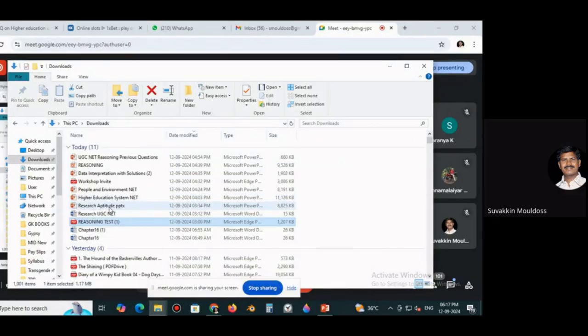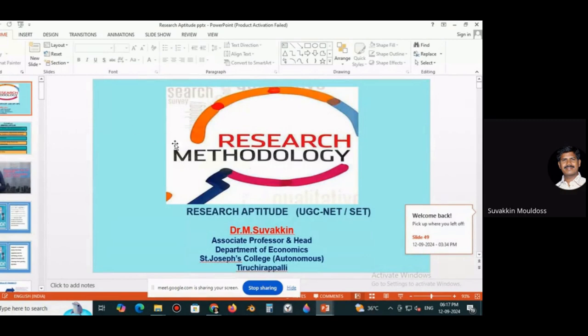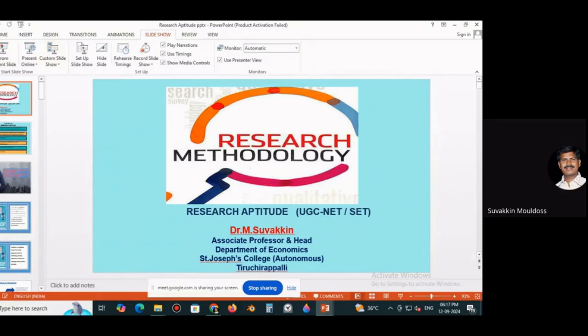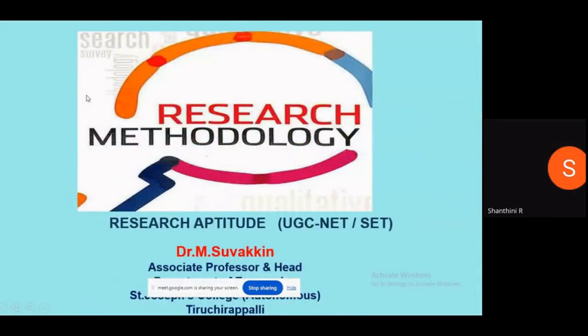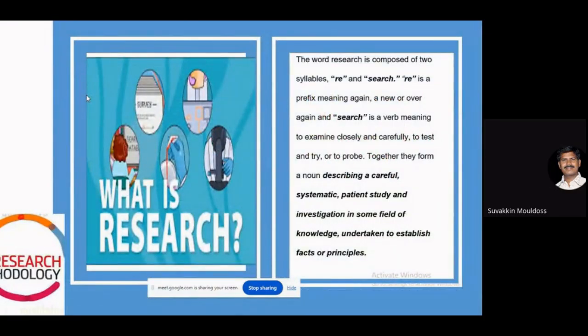Next is research aptitude. I think most of you are doing research. In that case, you can work it out. Instead of explaining everything, we'll be doing some problems, some questions which I asked earlier. This is the syllabus. Research means research.